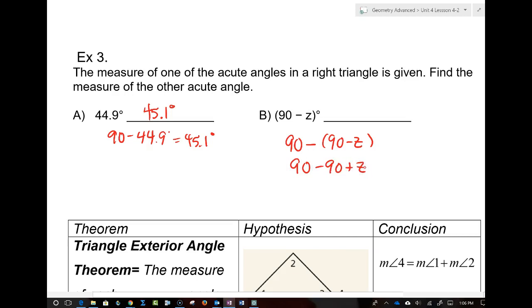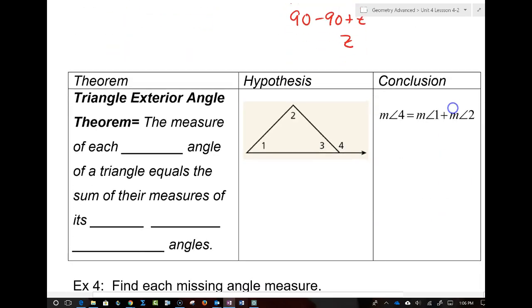Right? So I distributed my -1 through my parentheses. Oh, look, what happened to my 90s? Z. Now, guys, go back to when we talked about complementary angles. If one angle is z, wasn't its complement 90 minus z? So it's not contradicting anything that we've learned so far. It's just that you're going to have a variable for an answer. Guess what? Variables can be answers. It's okay.